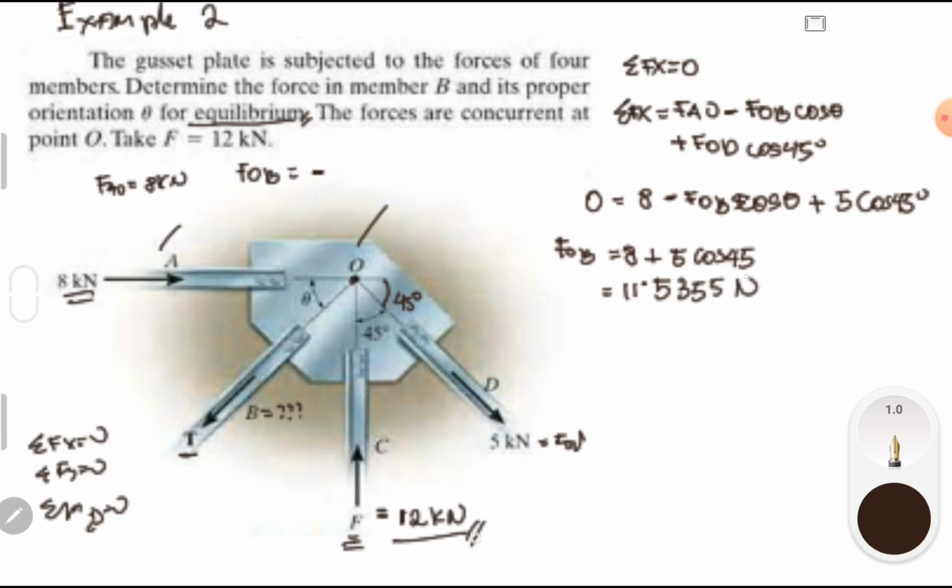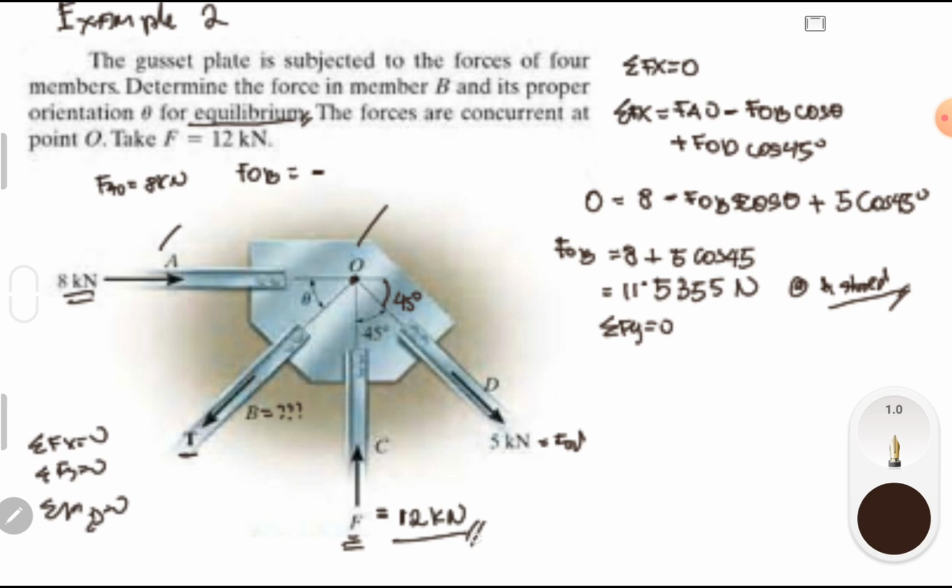11.5355 newtons, or let's say we will store it at A. So at A, stored there. Okay. Next is our summation of F of y, which is also equal to 0.